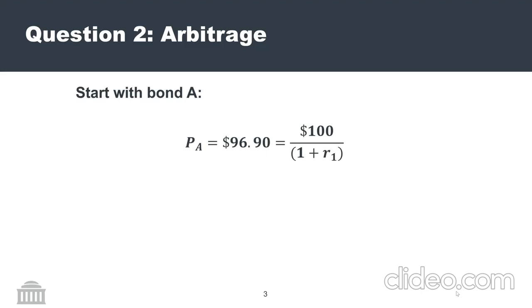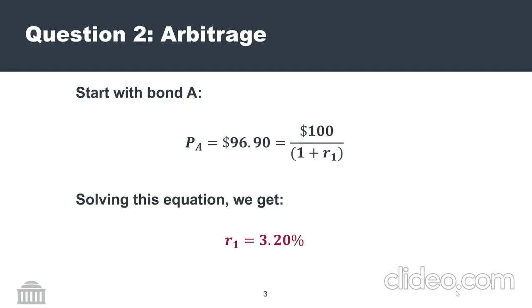So let's start with bond A. The price of bond A is given to us as $96.90. So the current price of this bond, because this is a zero coupon bond, it pays $100, which is its face value at the end of year 1. So therefore, the current price should equal the face value discounted to present at the 1-year spot interest rate. So we have this first equation. What we do is that we solve this equation for R1, which gives us the 1-year spot interest rate, R1. In this case, it equals 3.2%.